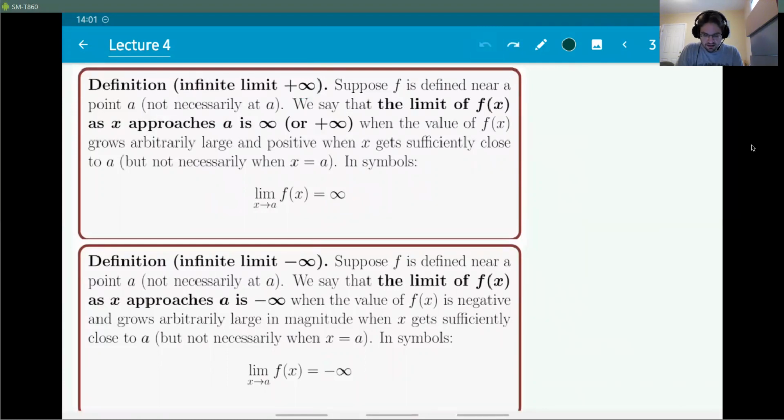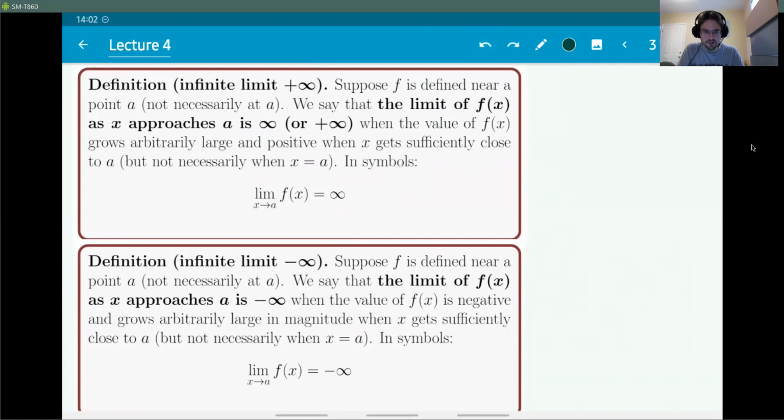Here's what it says. You're going to have a point A. So suppose f is defined near a point A, which means on both sides of it, but not necessarily at the point. We say that the limit of f of x as x approaches A is infinity or plus infinity. You can write both symbols. When the value of f of x grows arbitrarily large and positive. In other words, it's exploding near A. So when x gets sufficiently close to A, it is exploding and also positive. And in symbols, we write simply that the limit is equal to infinity.